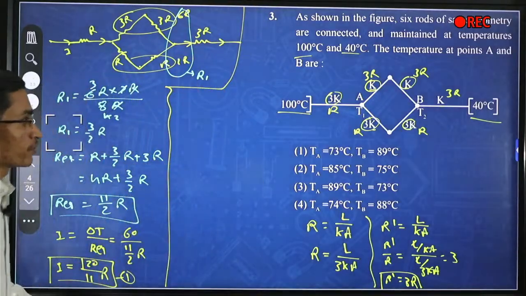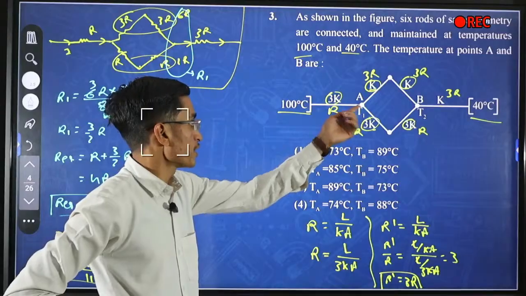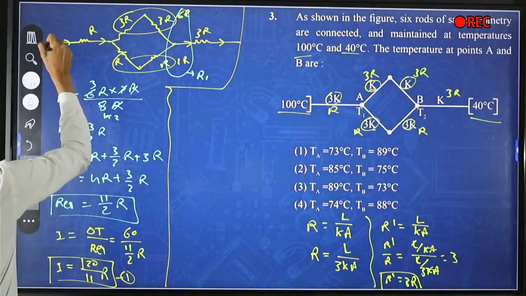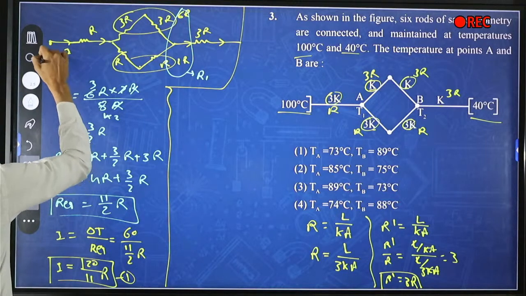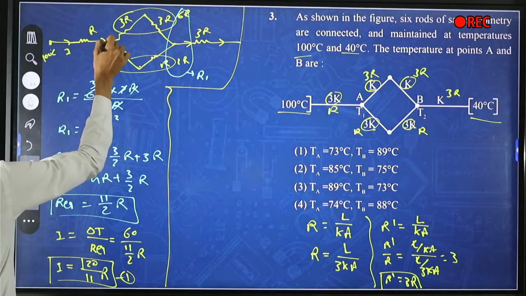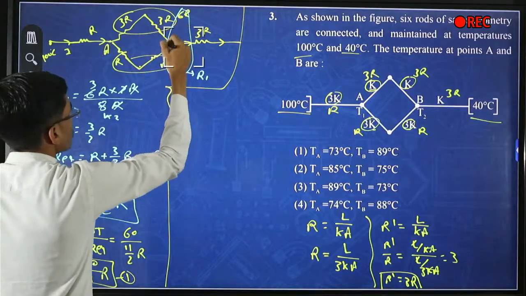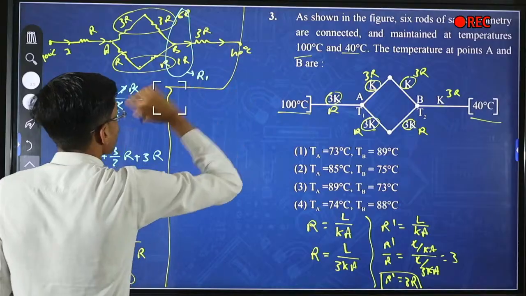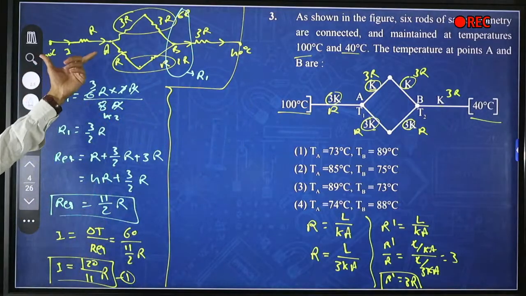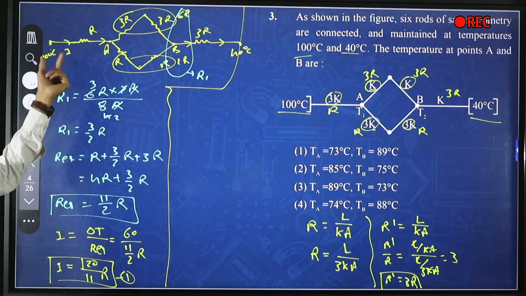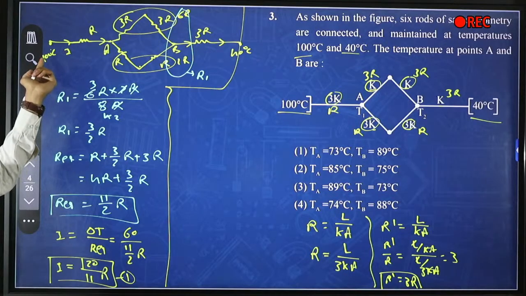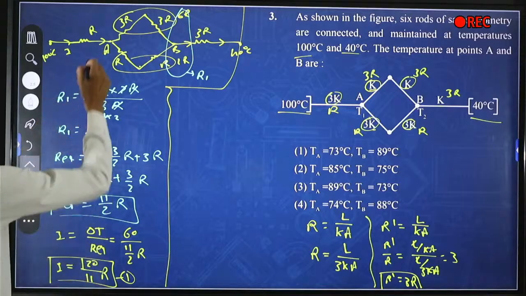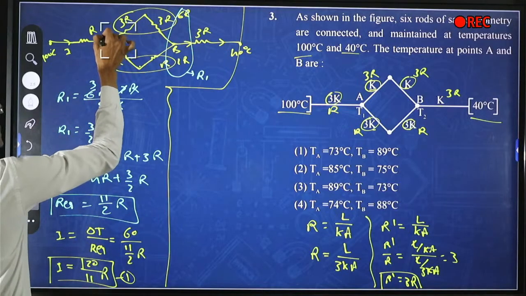So first of all, we have to find the temperature of point A. For that, consider this resistance. Let us name all these points. This is 100 degrees Celsius. This is point A. This is point B. And let us say this is at 40 degrees Celsius. So consider the resistance R. Here current I is passing. The temperature is 100 degrees Celsius, and the temperature at point A we have to find. So let us say TA.